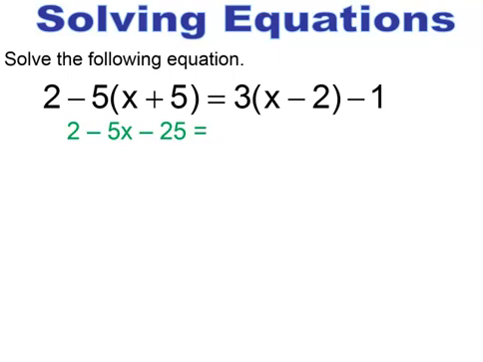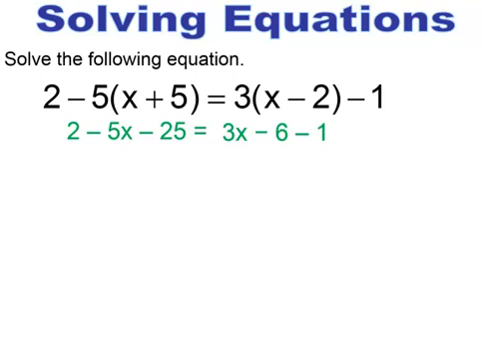Be careful with your distributive property here. It's a negative 5 that you're distributing. Negative 5 times x is a negative 5x. A negative 5 times positive 5 is going to change that to a minus 25. I do the distributive property on the right. I get 3x minus 6 minus 1.